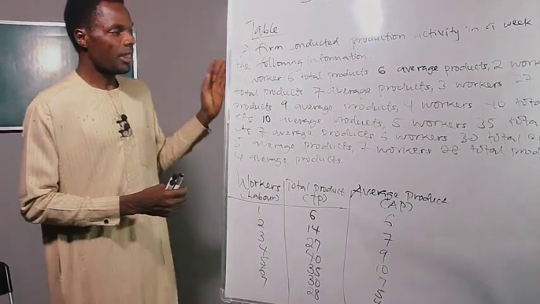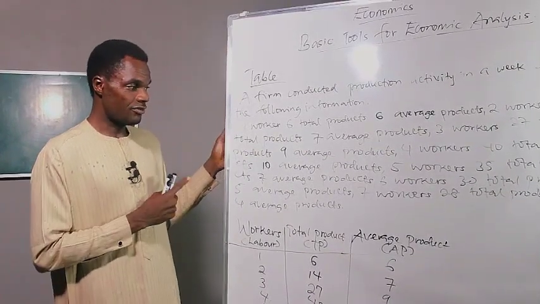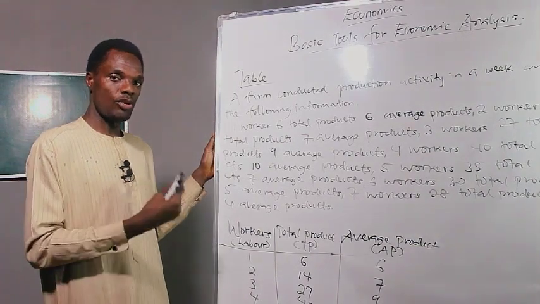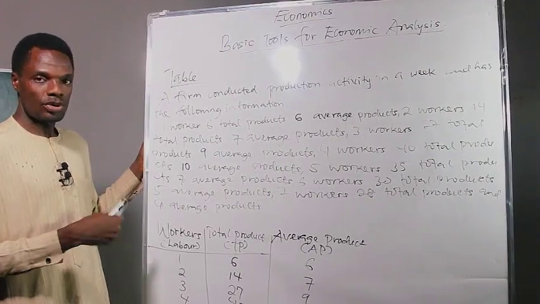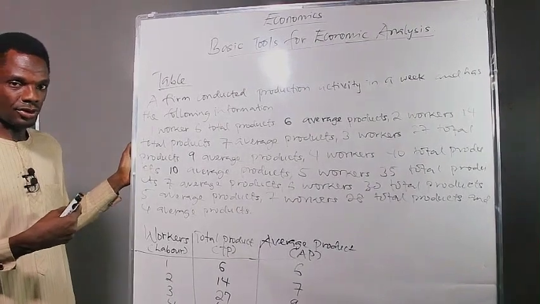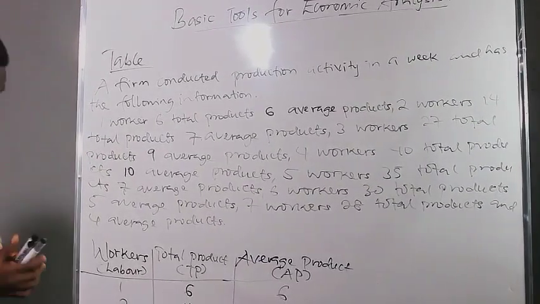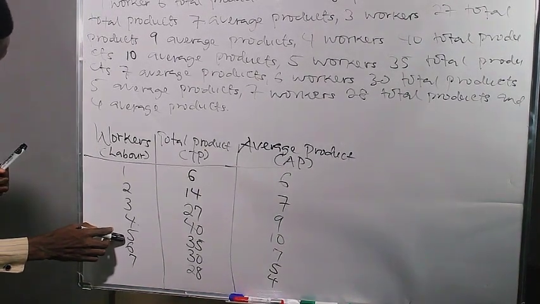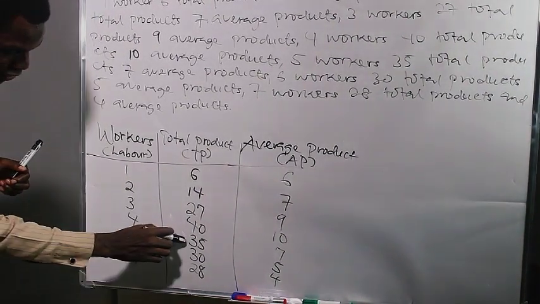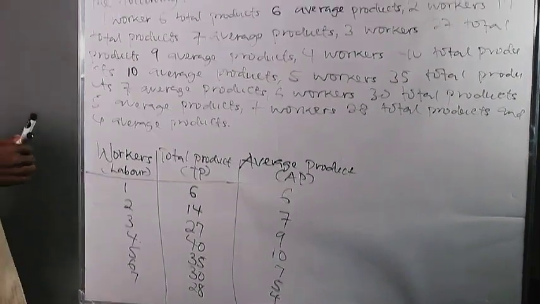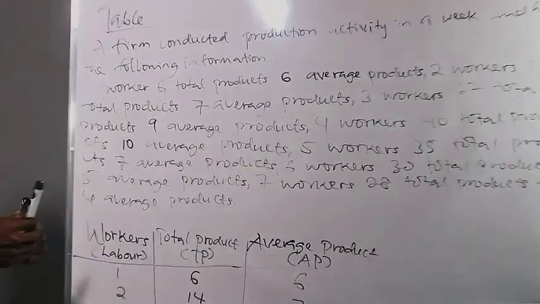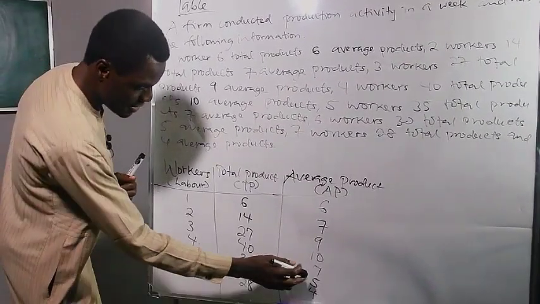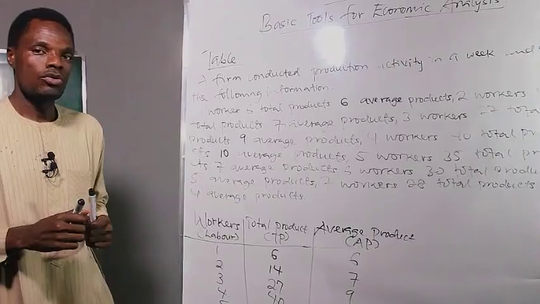But unlike this one, as I told you, if you were asked to find out when 5 workers were employed, how much total product was derived from the process. If you are asked to check the table, you can easily say this is when the 5 workers were employed and the total product was 35 units of output. And if you are asked at the same time, what is the average product, the product per unit of input, then you say 7 units of output was produced.